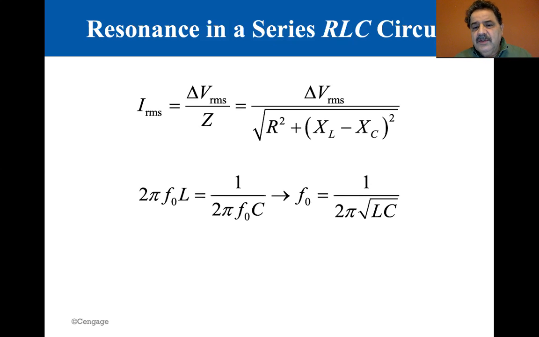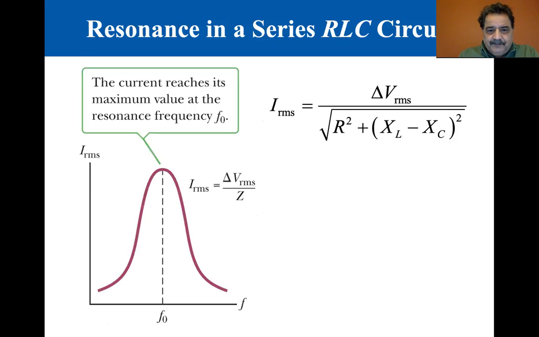So we want to equate 2 pi F0, F0 being the resonance frequency, times L equals 1 over 2 pi F0 times C. So if we solve for F0, we end up with F0 squared if we take it to one side. So we end up with F0 equals 1 over 2 pi square root of LC. This will give us the frequency at which X sub L equals X sub C, and so you get 0, and Z ends up a purely resistive impedance.